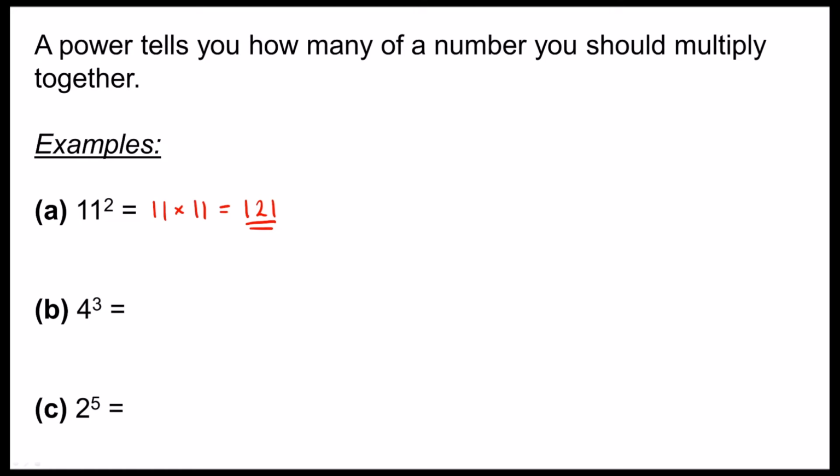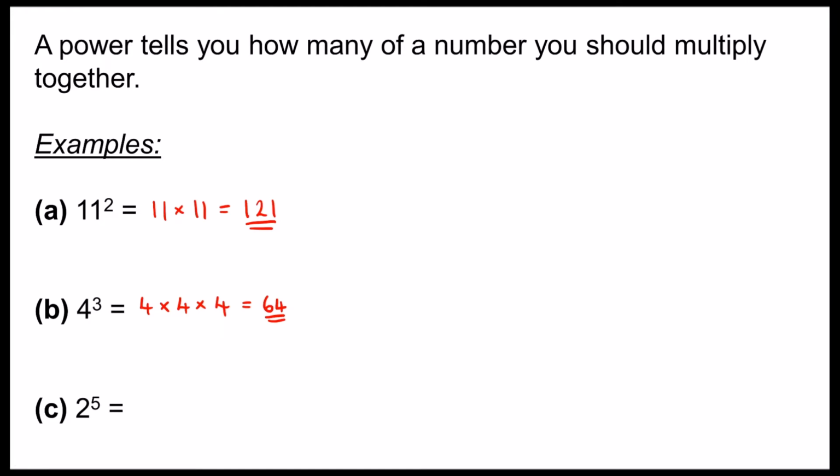In my second example, I'm asked to work out 4 cubed. The number at the end is a little 3, so that means that we have three 4s all being multiplied together. We can do this one in stages, so we can say 4 times 4 is 16, and then 16 times 4 gives us an answer of 64.